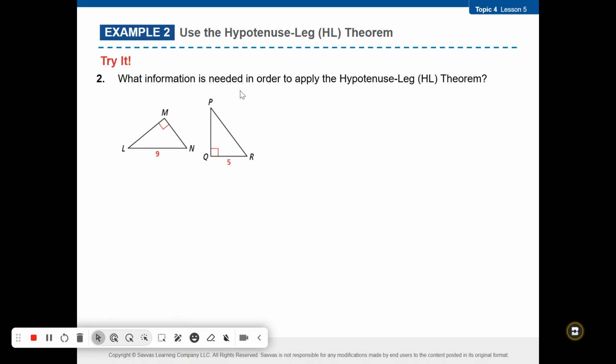So what information is needed in order to apply hypotenuse leg to this theorem? Well, if we look, we see that this has 5, so we would need, in this case, MN to equal 5, and we would need, let's see, it looks like PR to equal 9. That's pretty much it. That's all we're looking for, okay? Because we're looking for that congruency.